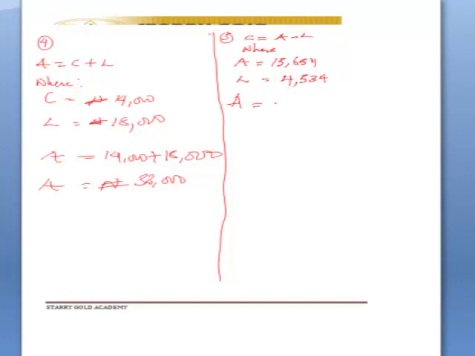So C is 15,654 minus 4,534. We have it as C equals 11,120 naira.